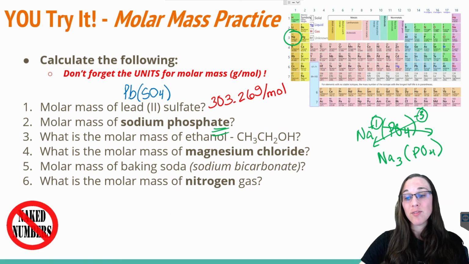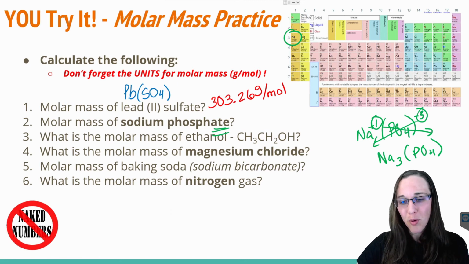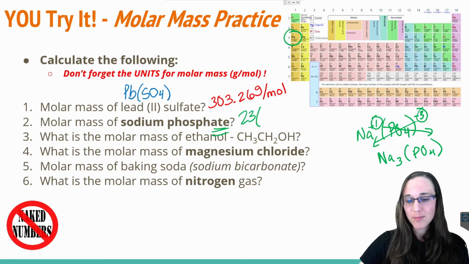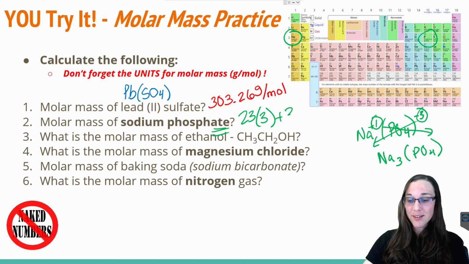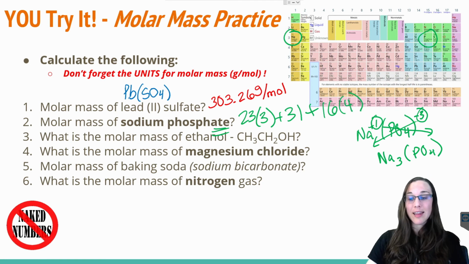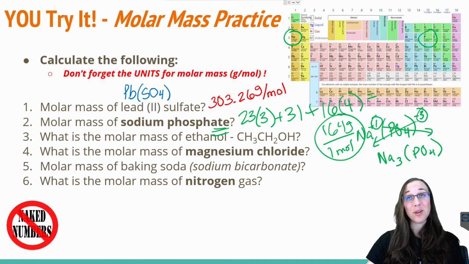1 atom of sodium weighs 23 grams per mole. So 23 times 3 for sodium, plus P, phosphorus, rounded up 31, plus oxygen. There's 16 mass and there's 4 of them. And now let's just add that all up together, and we end up with 164 grams per mole as our final answer for sodium phosphate.